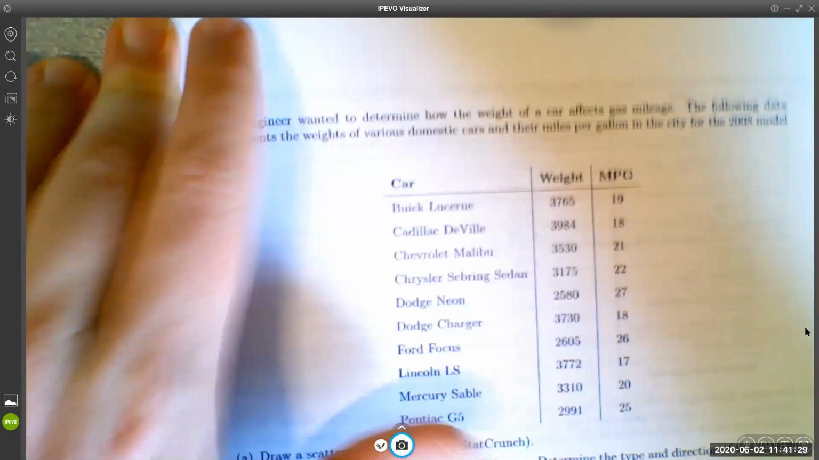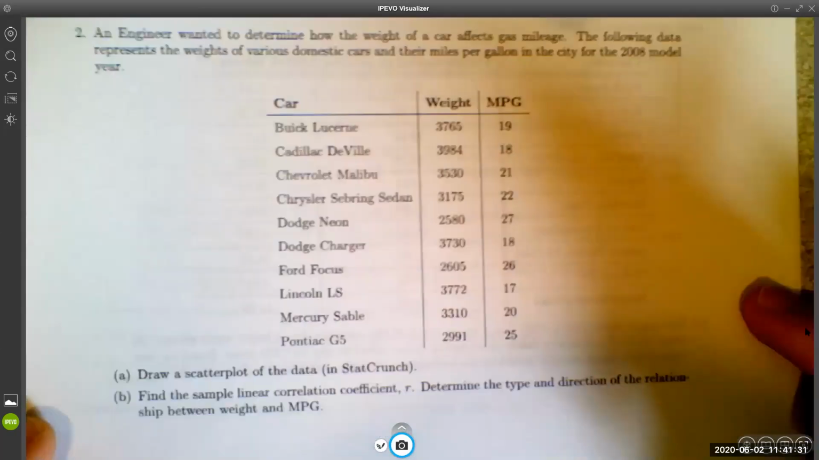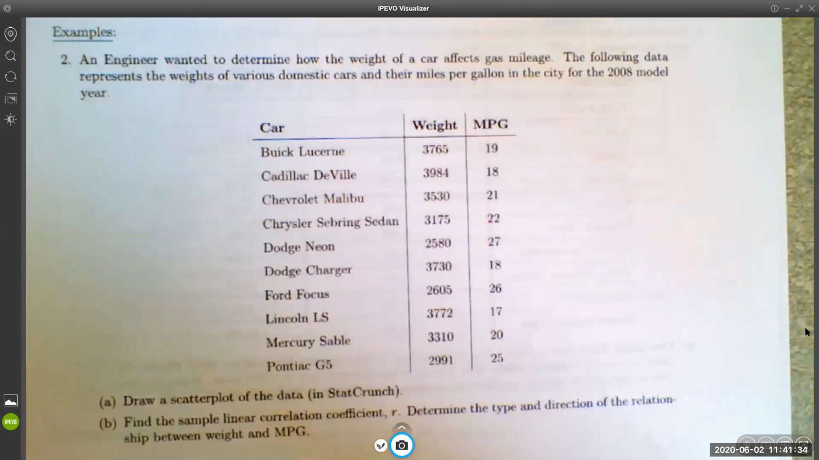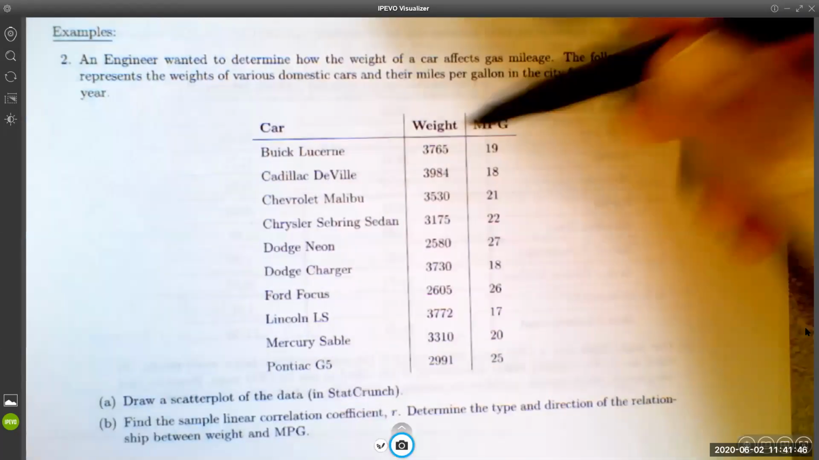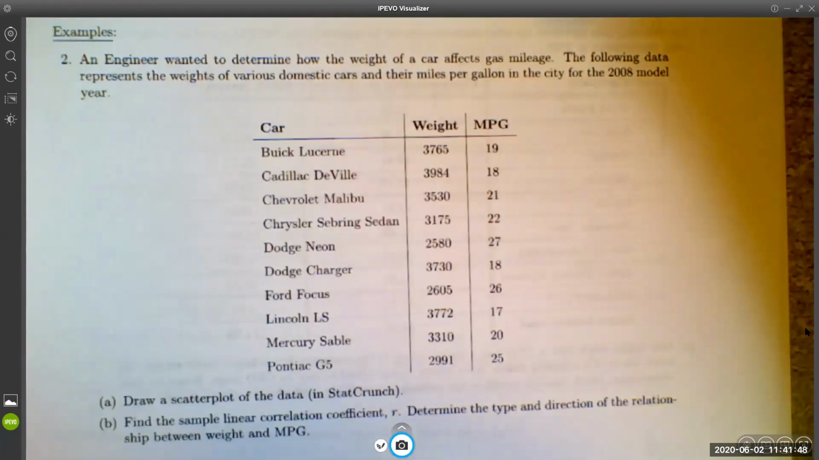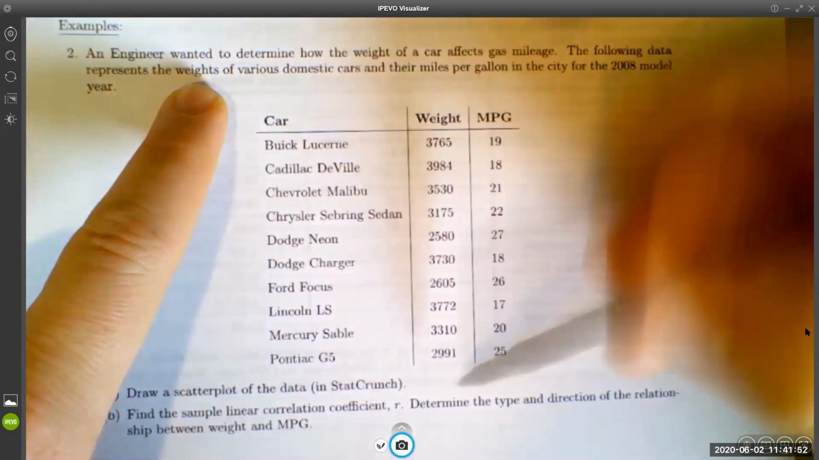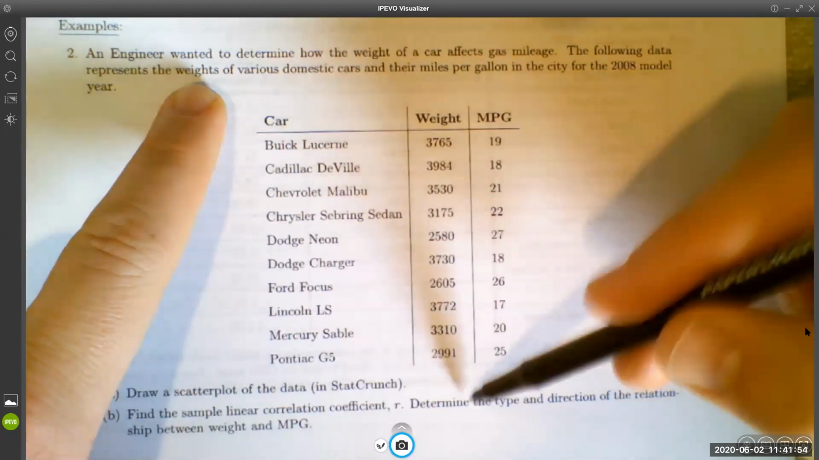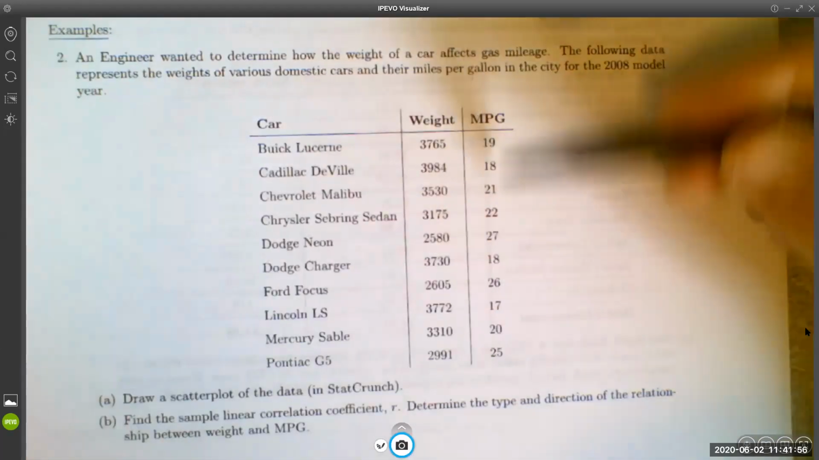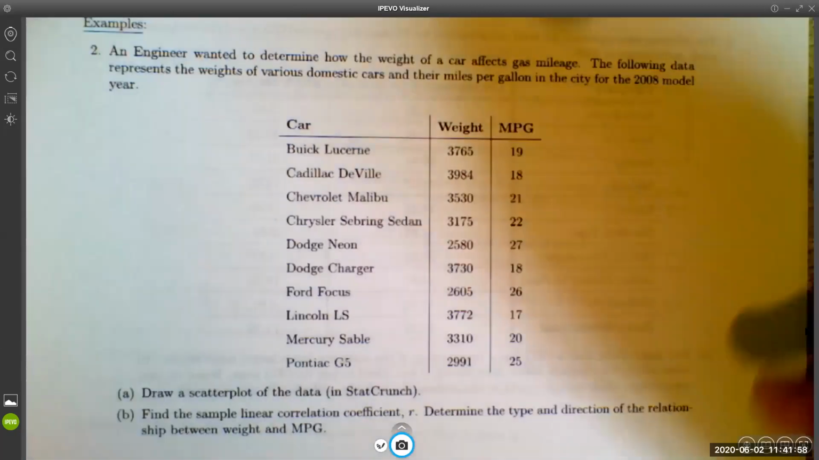Okay, so with that in mind, let's look at a couple more examples. This one says, an engineer wanted to determine how the weight of a car affects gas mileage. The following data represents the weights of various domestic cars and their miles per gallon in the city for the 2008 model year. So we have their weight. It doesn't say what the unit of measurement is, but I'm assuming pounds probably. So this is their weight in pounds, and then the miles per gallon that they get.